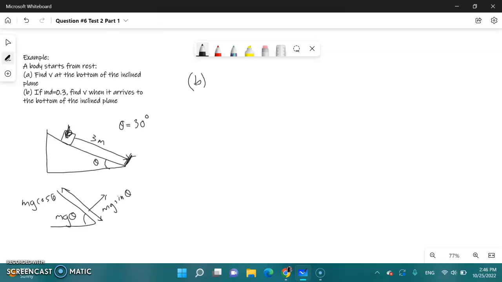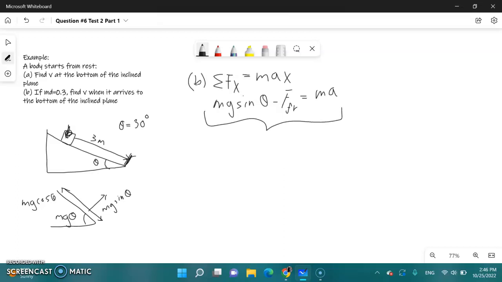For this one, we have to do the sum of forces in the x direction, which equals ma. And then we have, once again, mg sine of theta minus the force of friction equals ma. We don't have to worry much about friction in this case, but we might use this equation.